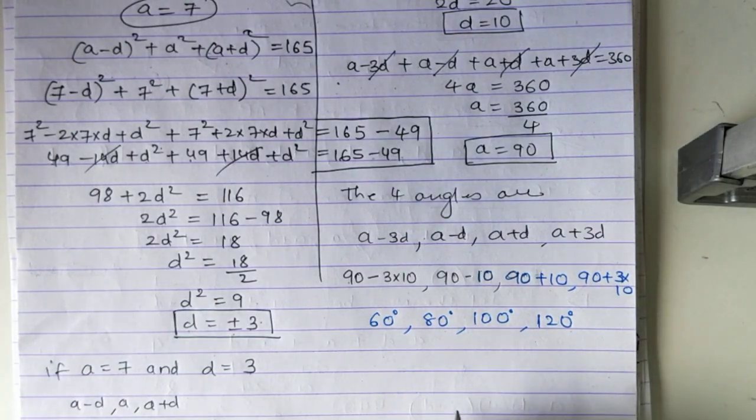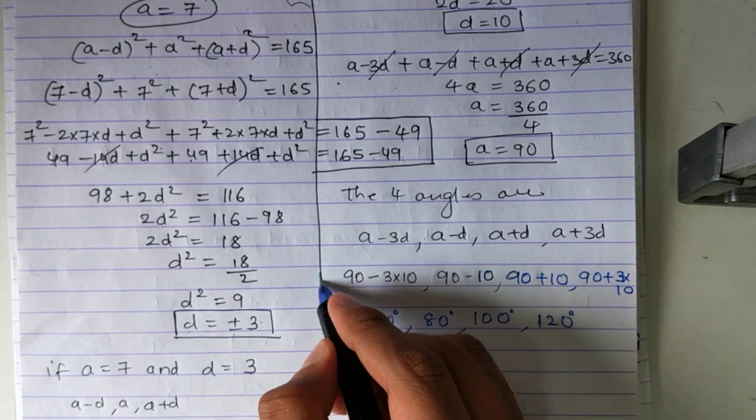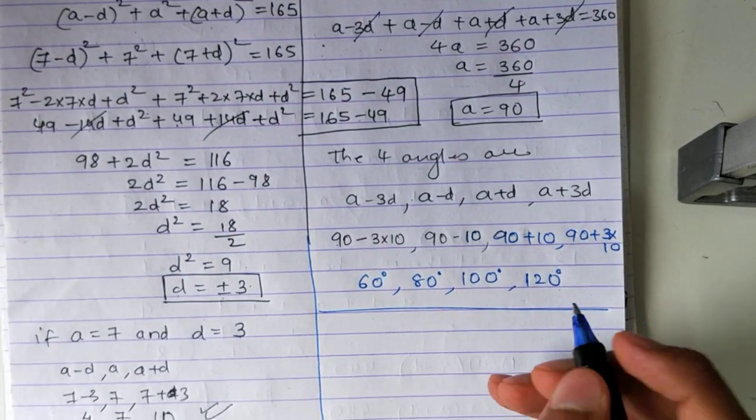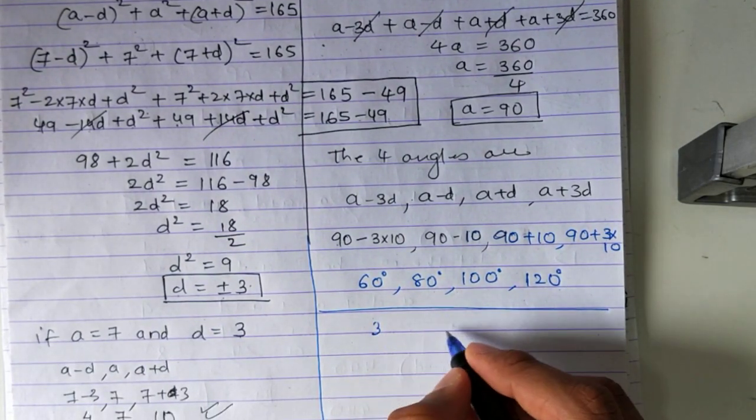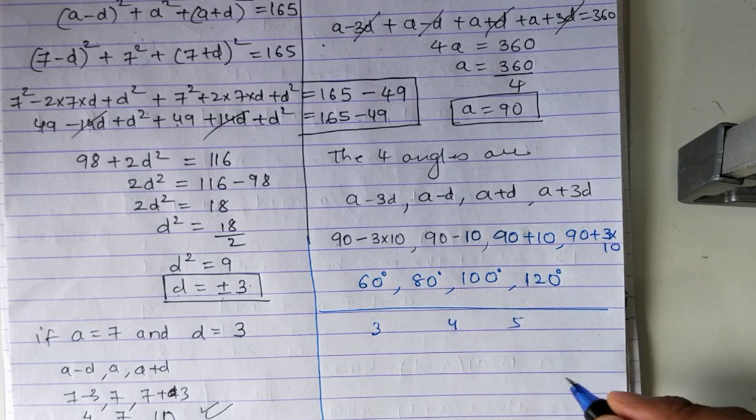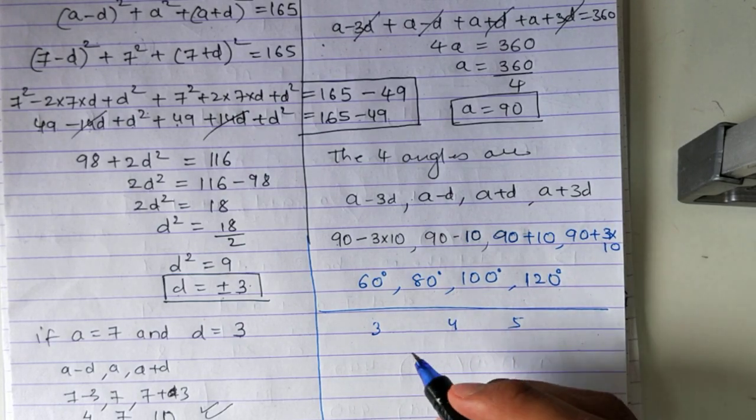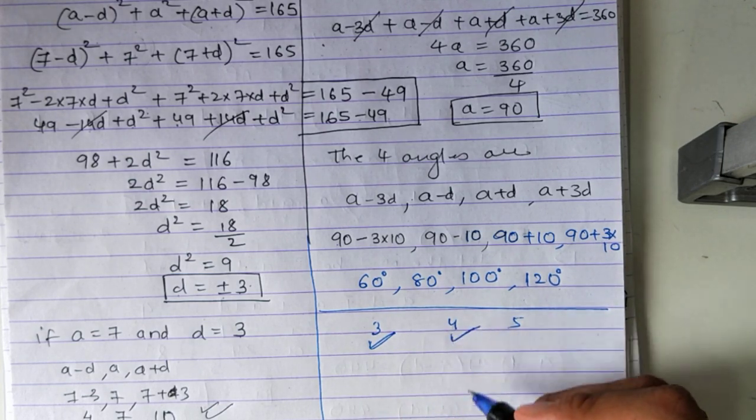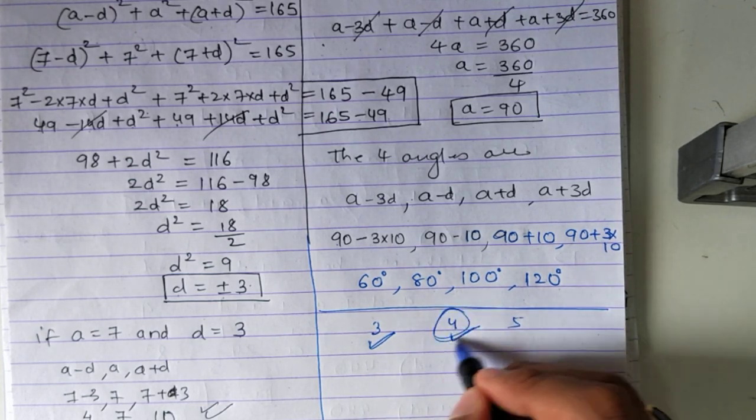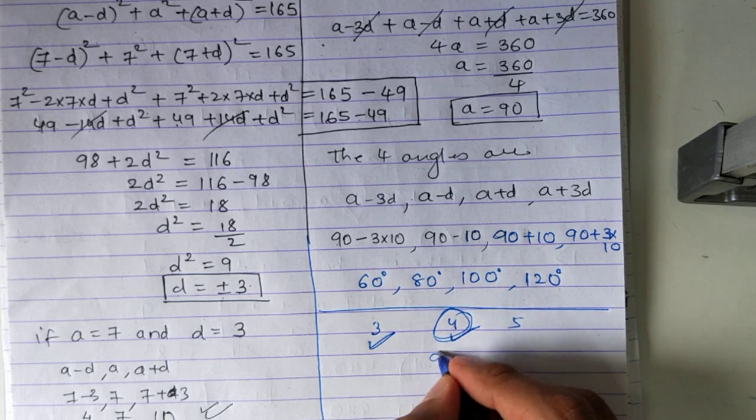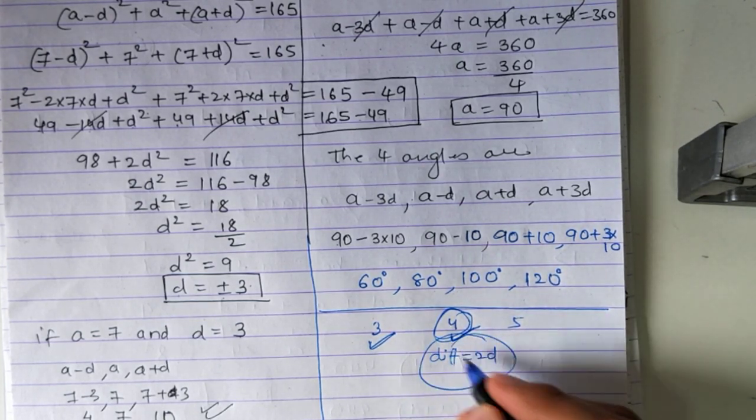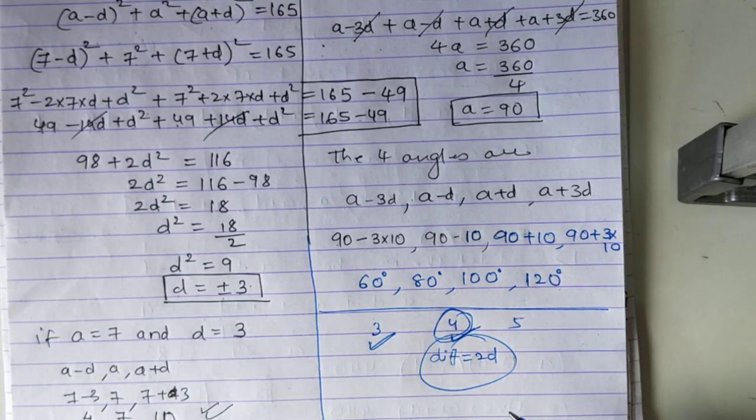So remember that you have to carefully pay attention to how many terms are given in the question. Are they giving you 3 terms? Are they giving you 4 terms? Or are they giving you 5 terms? We did 2 sums based on 3 terms. We did 1 sum based on 4 terms. If they give you 4 consecutive terms, you have to take the difference as 2d. Don't forget this.